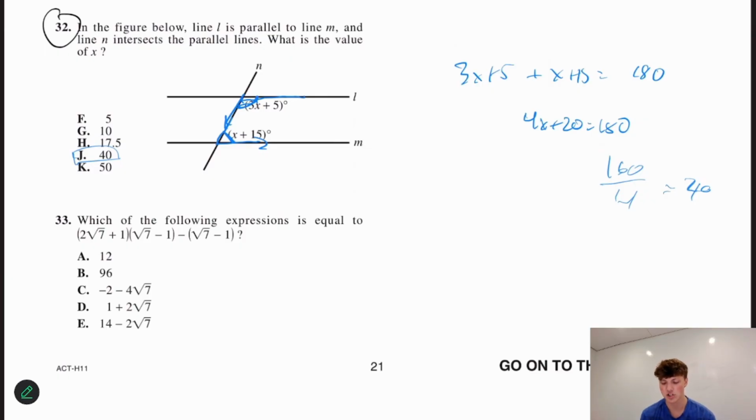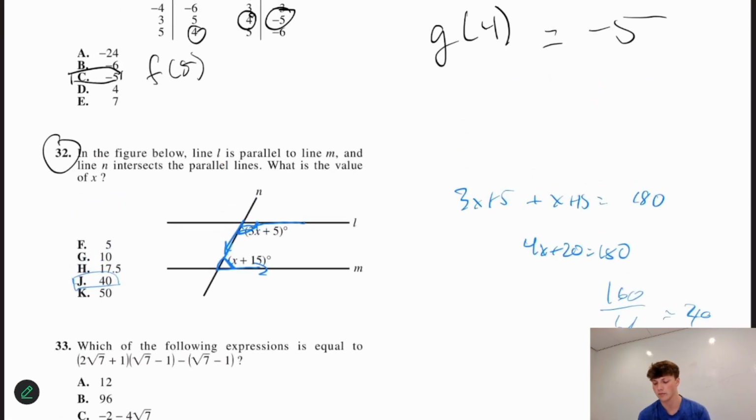Let's go to question 33. Which of the following expressions is equal to 2 root 7 plus 1 times, okay. All right, let's go to the next question that I have prepared.